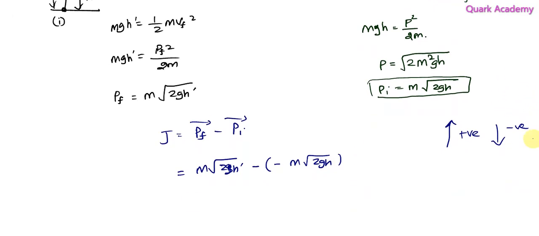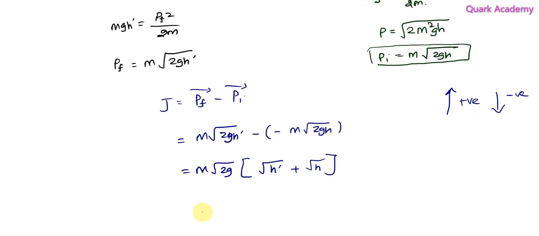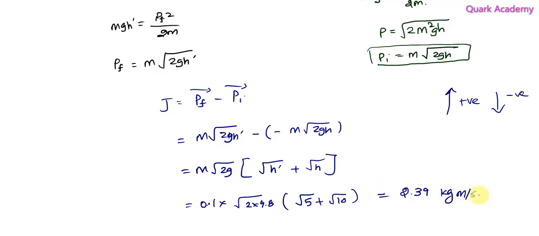So we'll take the terms which are common. We'll rewrite this properly. m root of 2g is common. Then we will get here root of h dash plus root of h. So we can substitute all the values. m is 0.1, root of 2 into 9.8, into root 5 plus root 10. If you simplify all these things, you will get around 2.39. Unit is kg meter per second. So this is the impulse the object is going to give.